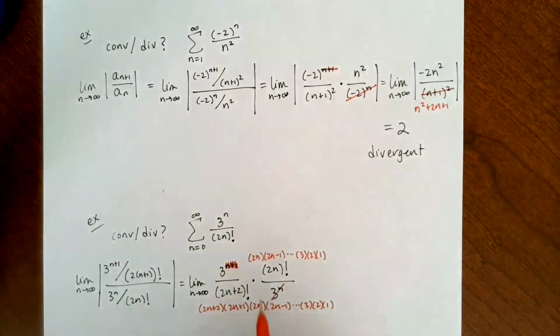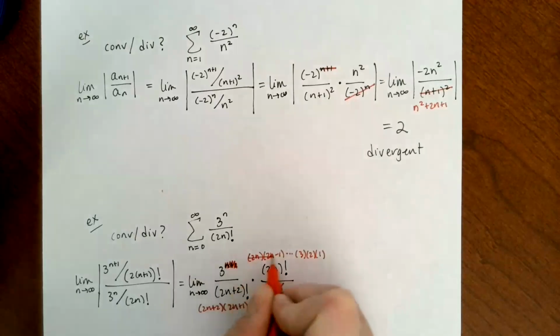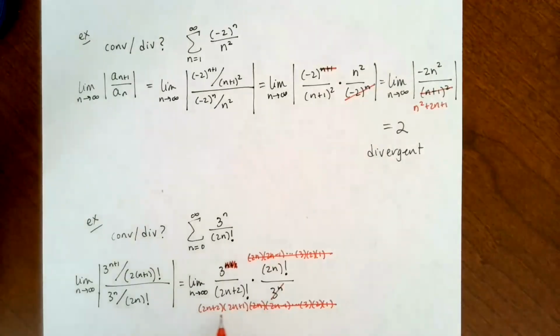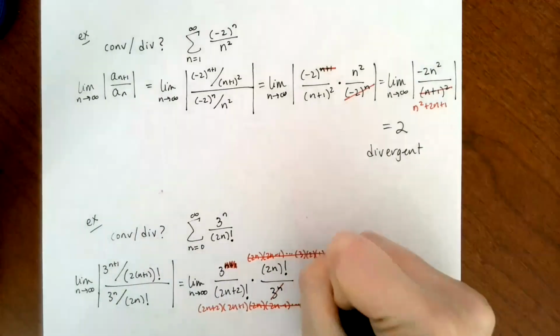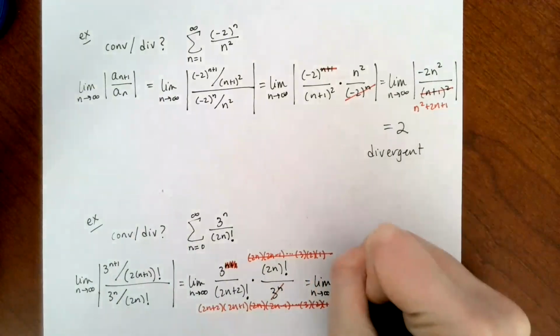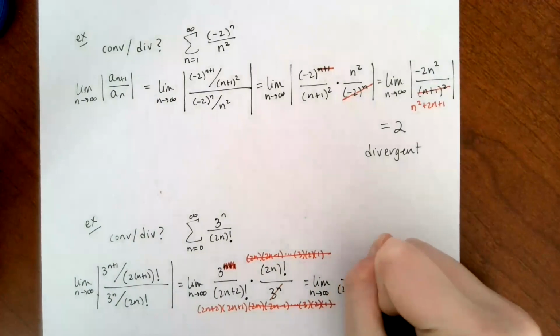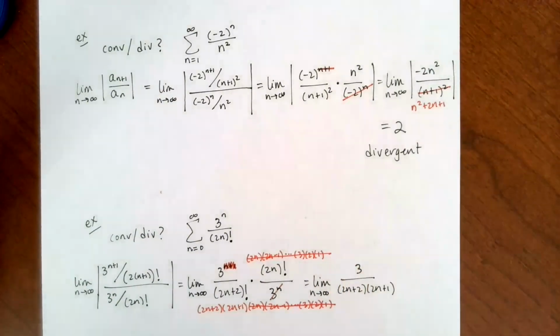So if you notice, 2n all the way down to 1 is right here. So all this cancels with all of this. And we have these 2 terms left that didn't perfectly match up. So that's what's left in my limit along with the 3 in the numerator. So I have the limit as n approaches infinity. I have the 3 up top, and that's the only thing there because the entire 2n factorial just cancels. And then down here I have these 2 guys: 2n plus 2, 2n plus 1.